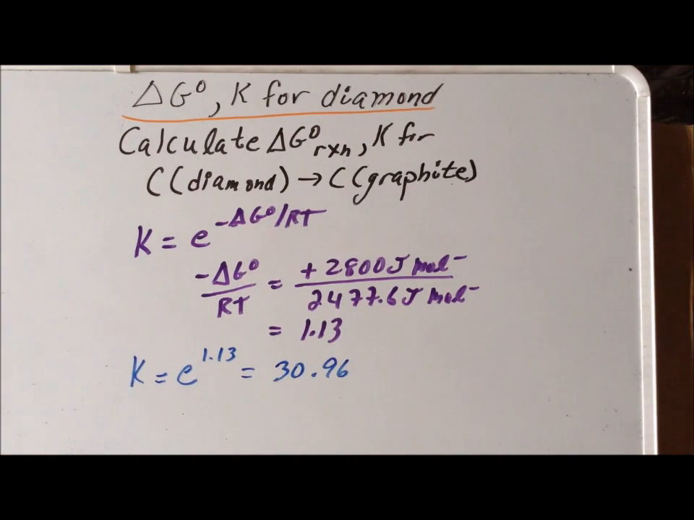This doesn't tell us, however, how quickly it takes for this reaction to reach equilibrium, and the long-term stability of diamonds in jewelry depends upon the fact that this particular reaction approaches equilibrium very, very slowly.